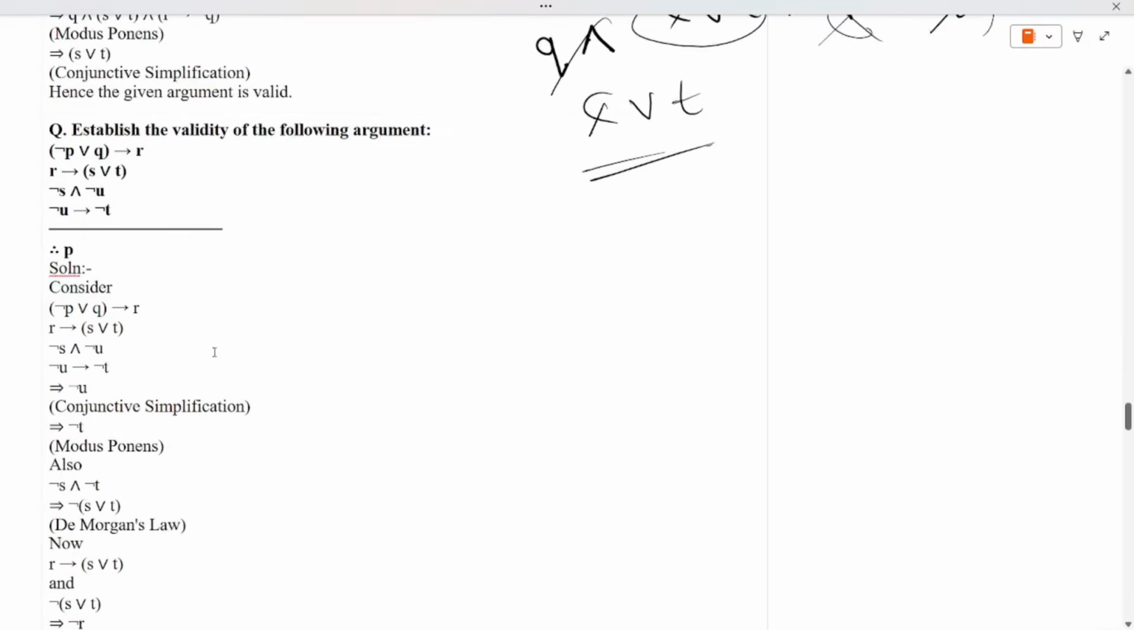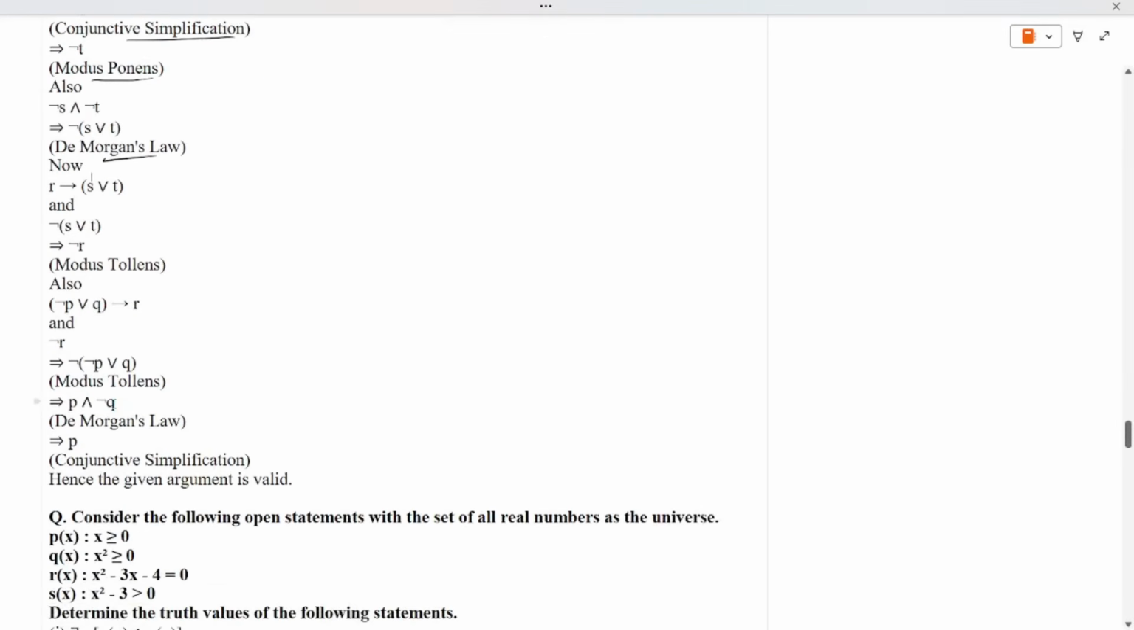Okay, it is valid. Now you can see here, again you can apply all the simplification, modus ponens, De Morgan's and all. Now the last answer you will get is P. According to modus tollens and ponens if you apply, and De Morgan's law, that is, if you get an and negation, you will just put the value which is there. Okay, that is De Morgan's law.